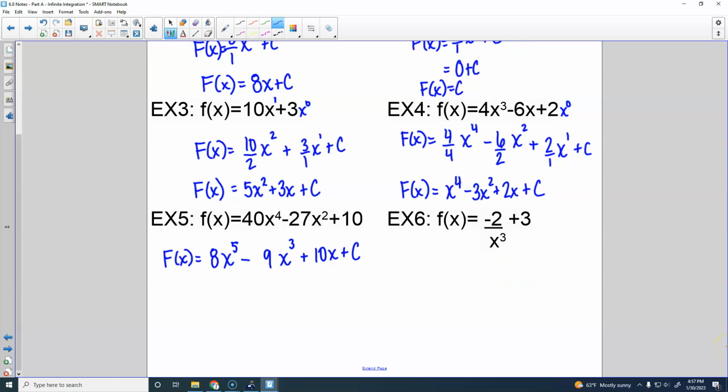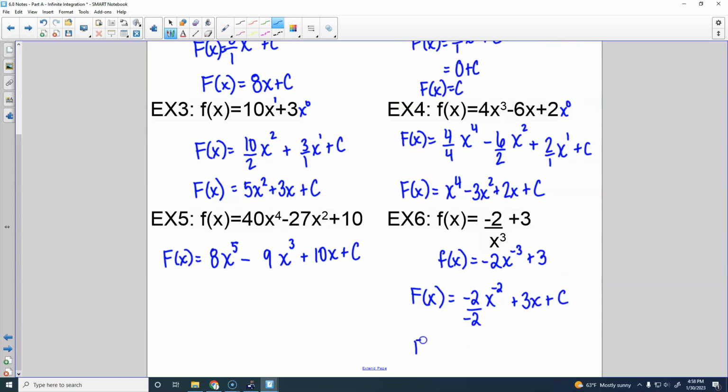For a problem like number 6, we don't have any rules for a quotient rule here. So we need to change this to negative exponents before we try to integrate. So we would do negative 2x to the negative 3 plus 3 here. Whenever we integrate, we would raise our exponent by 1, which would give me x to the negative 2 power. And then I would divide my coefficient out here by that new exponent, by that negative 2. And then I'd get the 3x over here on the end, and I'd put a plus c.